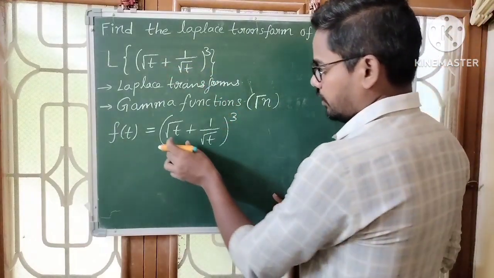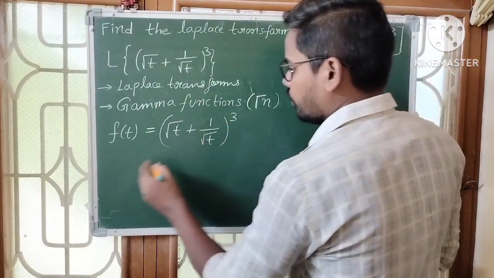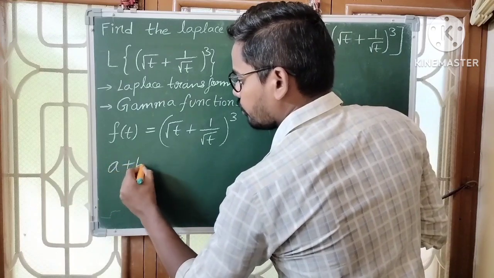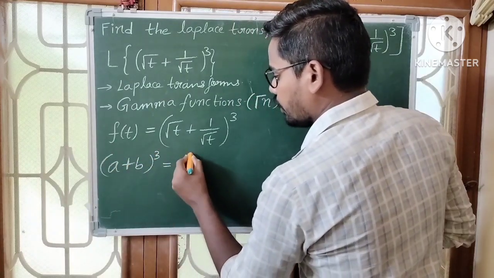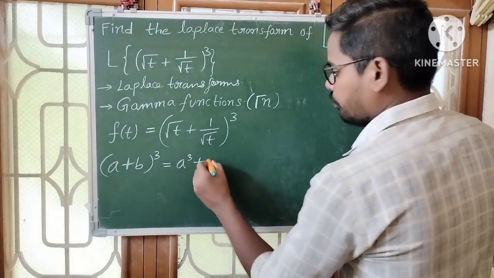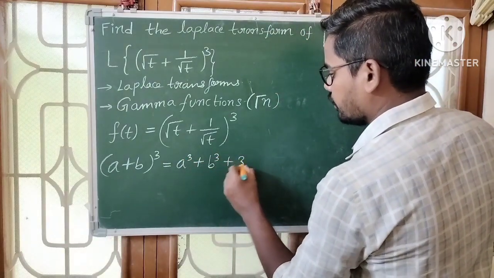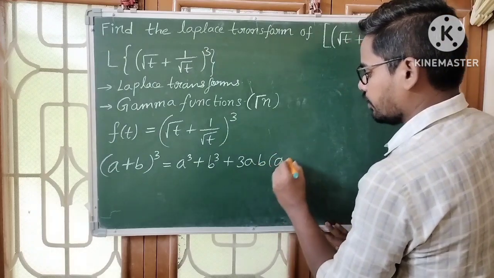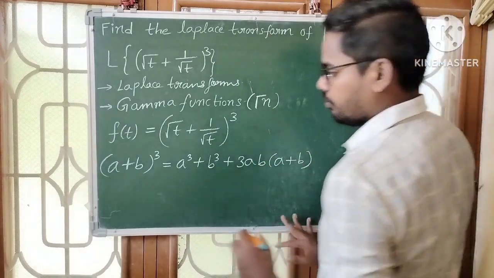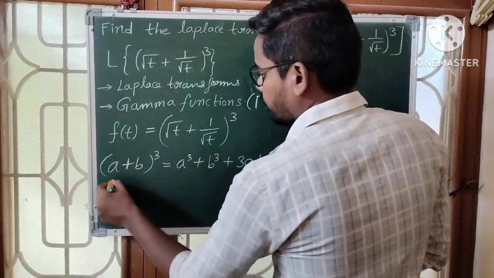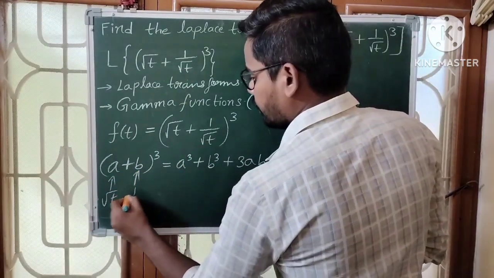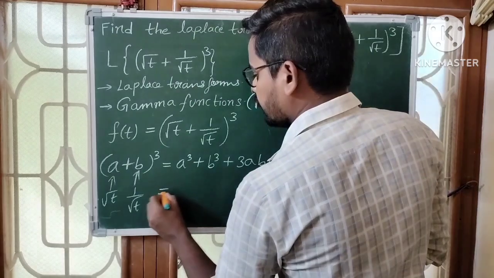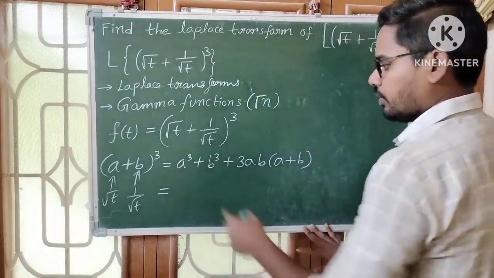This looks like (a plus b) whole cube. So what is the formula for (a plus b) whole cube? This is actually an identity: (a plus b) whole cube is equal to a cube plus b cube plus 3ab into (a plus b). Here a is equal to root t, and b is equal to 1 by root t. So replace a by root t and b by 1 by root t.